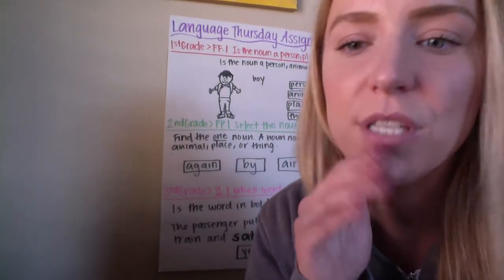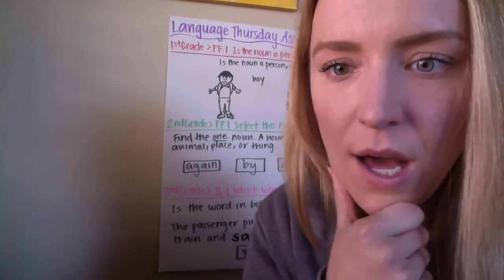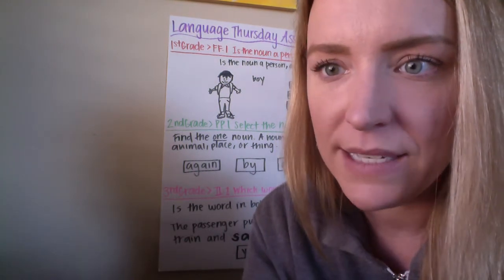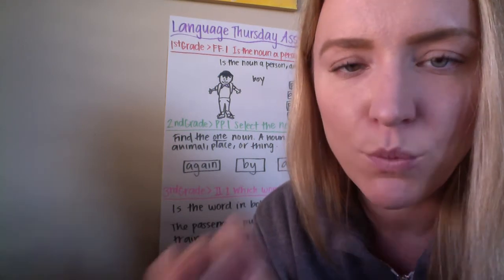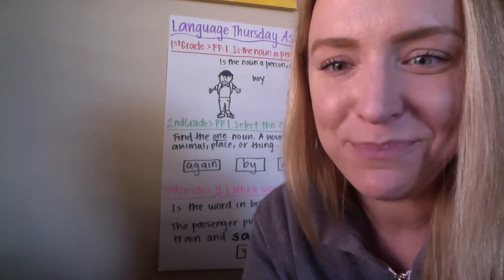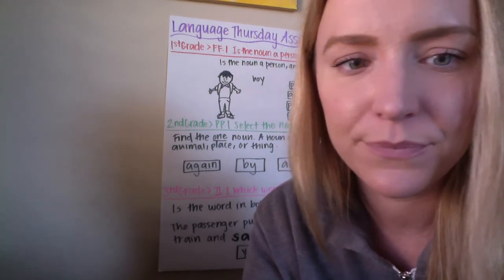All right, guys, good luck on your assignments today. Remember, just click on the link next to your initials in the description below the video. You're going to be identifying nouns. So identifying those words that are a type of person, place, thing, or animal. Good luck.